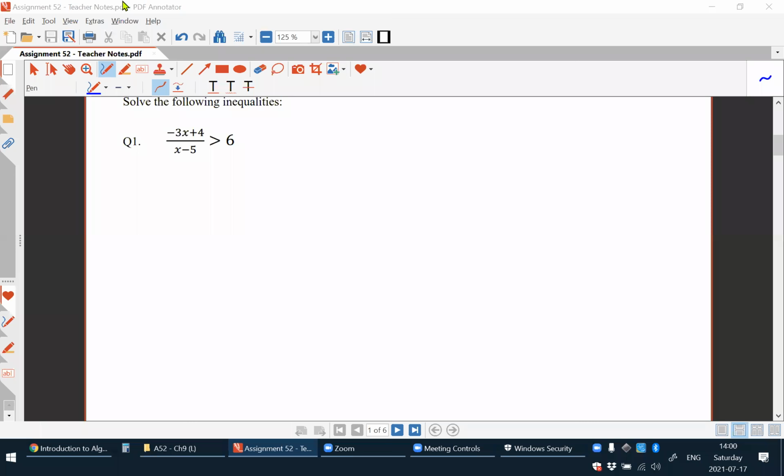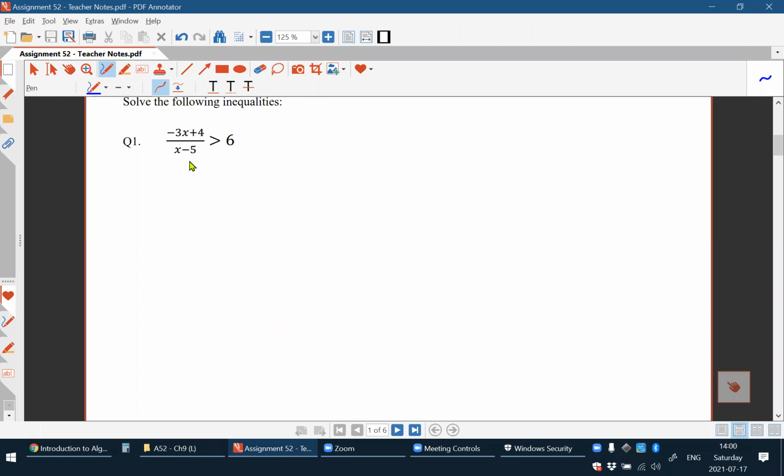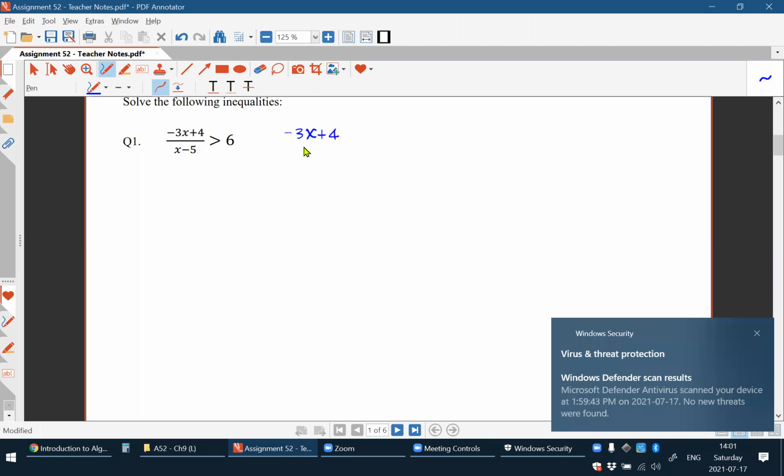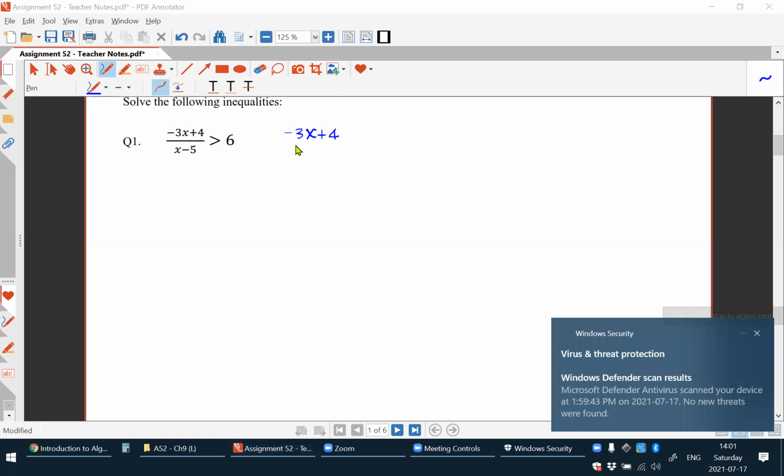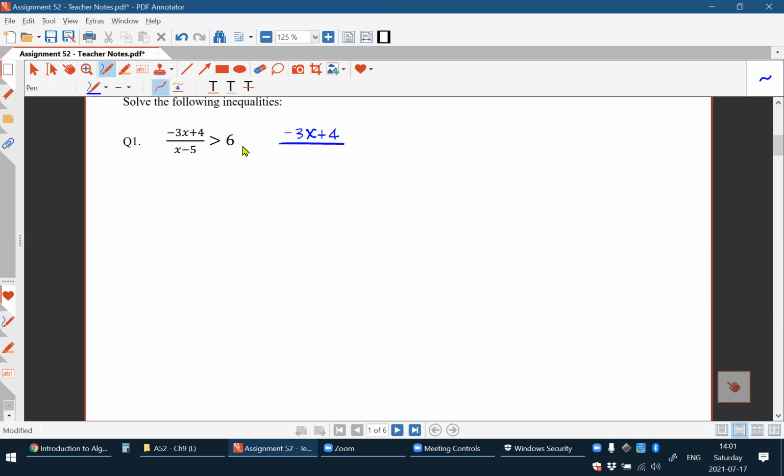Okay. Question one, intuitively, we want to remove the denominator. However, because we don't know the sign in front of x minus 5, we cannot just multiply both sides by x minus 5, because we don't know if we need to change the direction of the inequality symbol. So instead, we put everything on one side of the inequality. For example, we put everything to the left-hand side. Okay, original inequality is equivalent to this one.